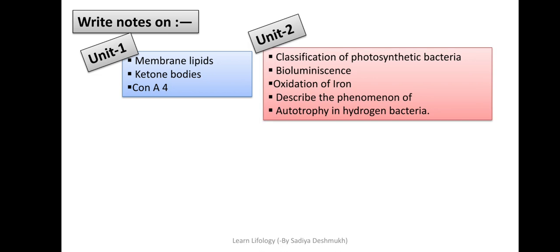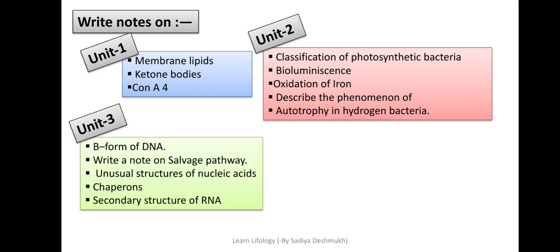Then from unit 2, the common questions for the last question number 5 are classification of photosynthetic bacteria. Then bioluminescence. Bioluminescence is very commonly asked in the last question. Then oxidation of iron. Then phenomena of bioluminescence. Actually, I had missed this, here it will be phenomena of bioluminescence that I have already mentioned. Then autotrophy in hydrogen bacteria.